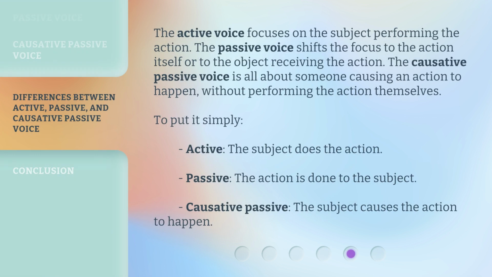The active voice focuses on the subject performing the action. The passive voice shifts the focus to the action itself or to the object receiving the action. The causative passive voice is all about someone causing an action to happen, without performing the action themselves. To put it simply, active, the subject does the action. Passive, the action is done to the subject. Causative passive, the subject causes the action to happen.